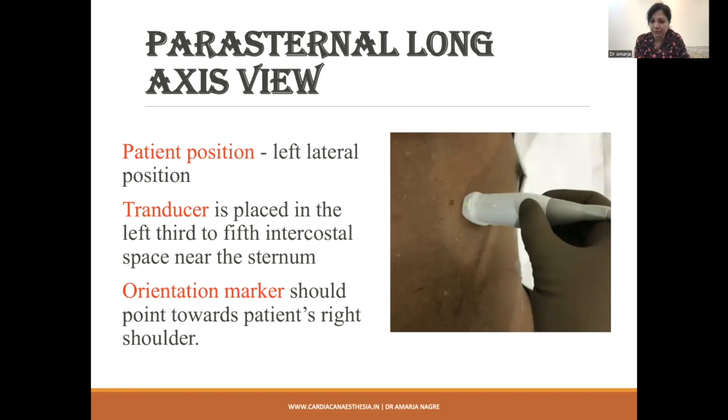This is very important, because if you change the direction of the probe, the orientation marker, the replica, comes on the other side of the image, and then novices can get confused with the structures. I'll be telling in detail how to identify which chamber so that this confusion doesn't occur, but still the thumb rule is that the orientation marker has to be towards the right shoulder in PLAX view.